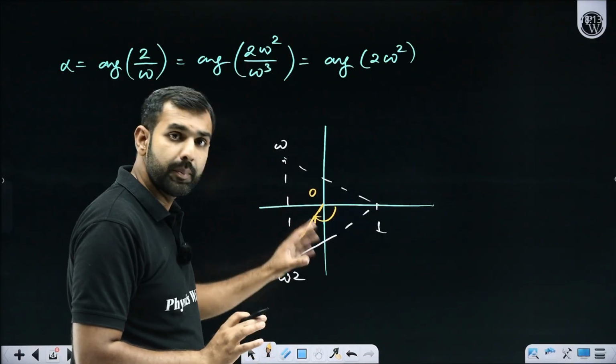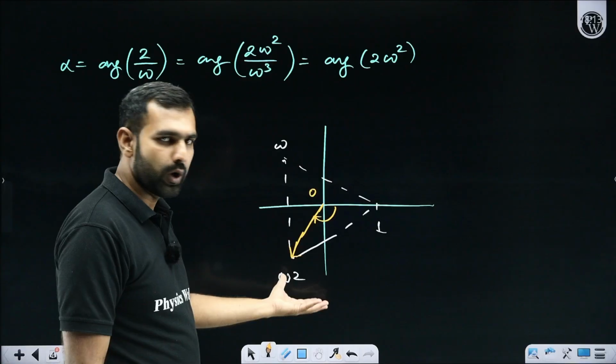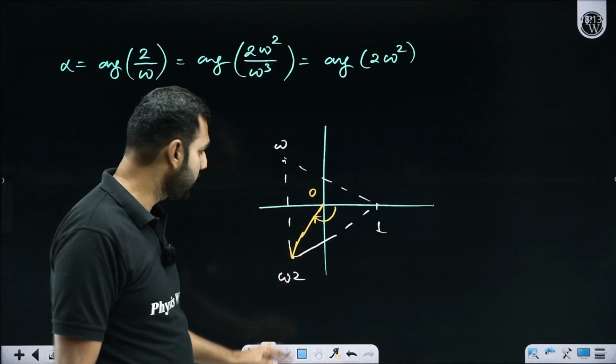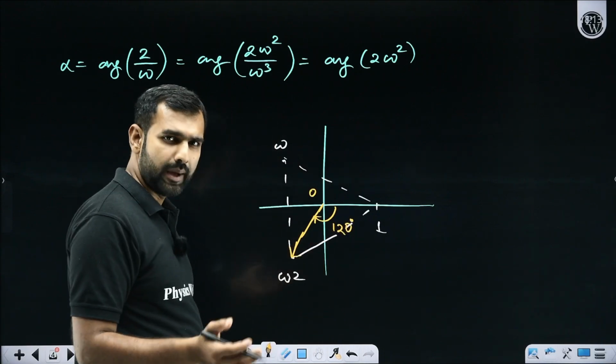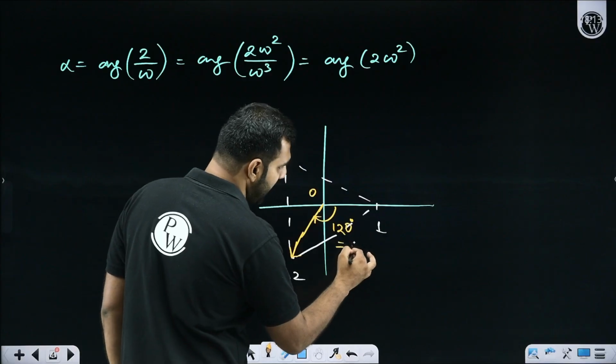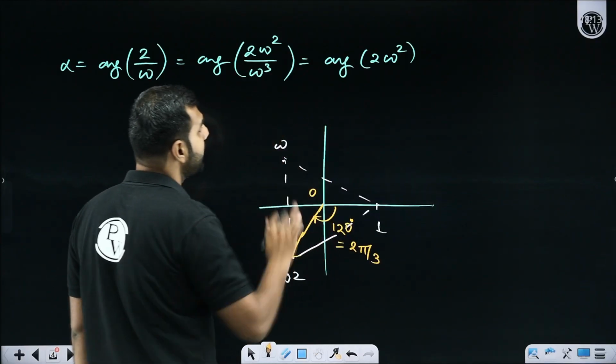Everybody clear with the basics of cube roots of unity? How do we plot it in the Argand plane? All of those basics I'm not covering here. So with that, if it is 120 degree, I hope you know that 60 degree is pi by 3. So it is 2 pi by 3. So we have finally gotten the value of alpha as 2 pi by 3.